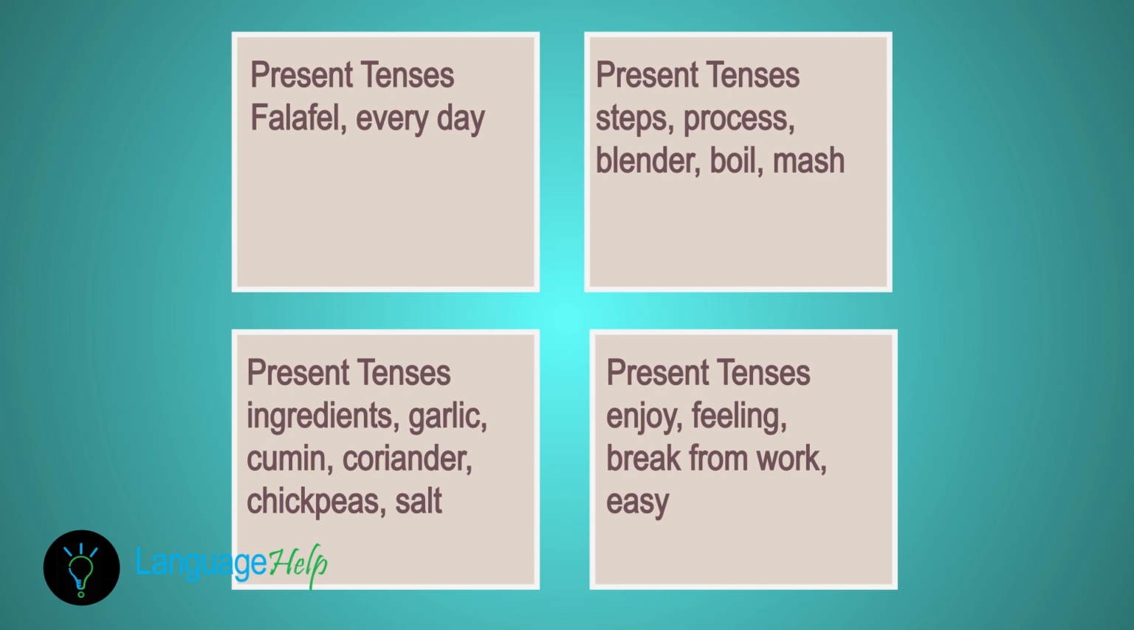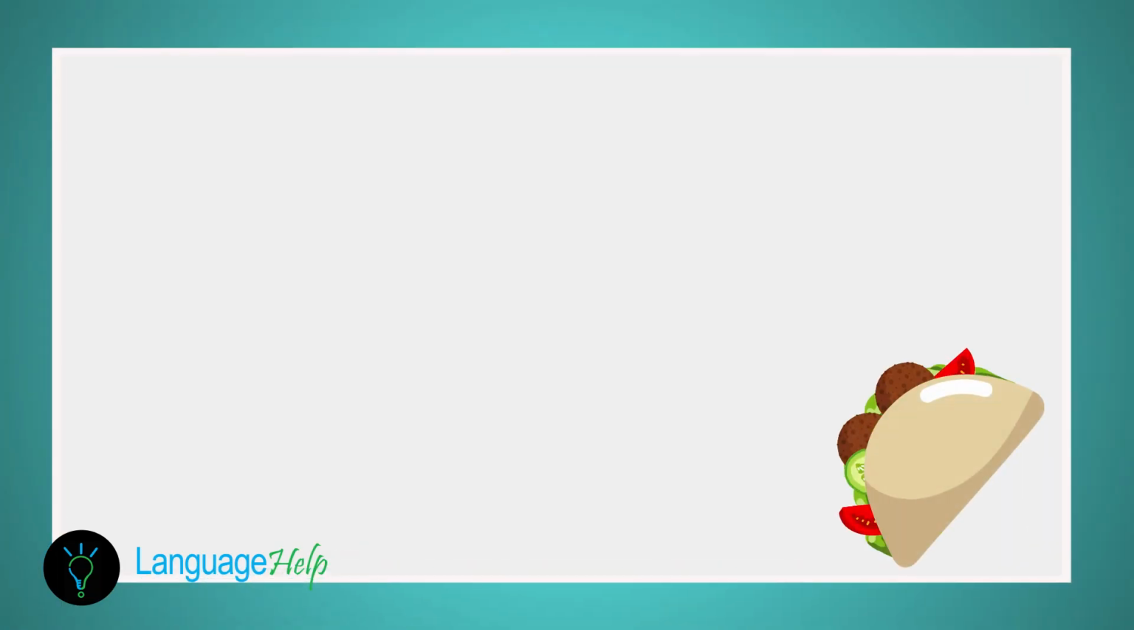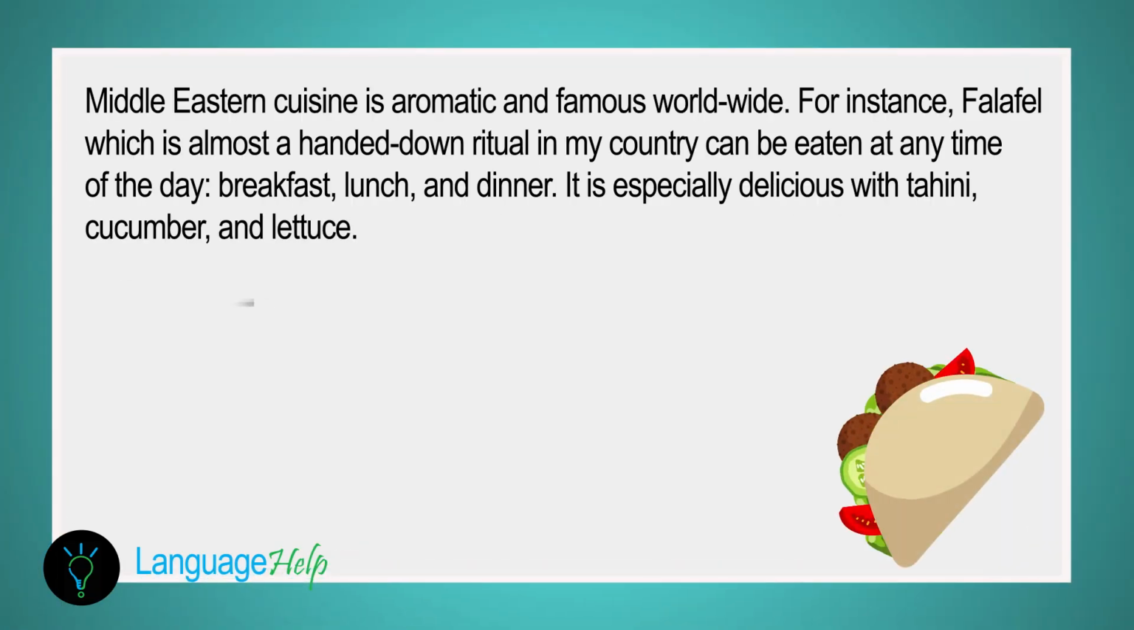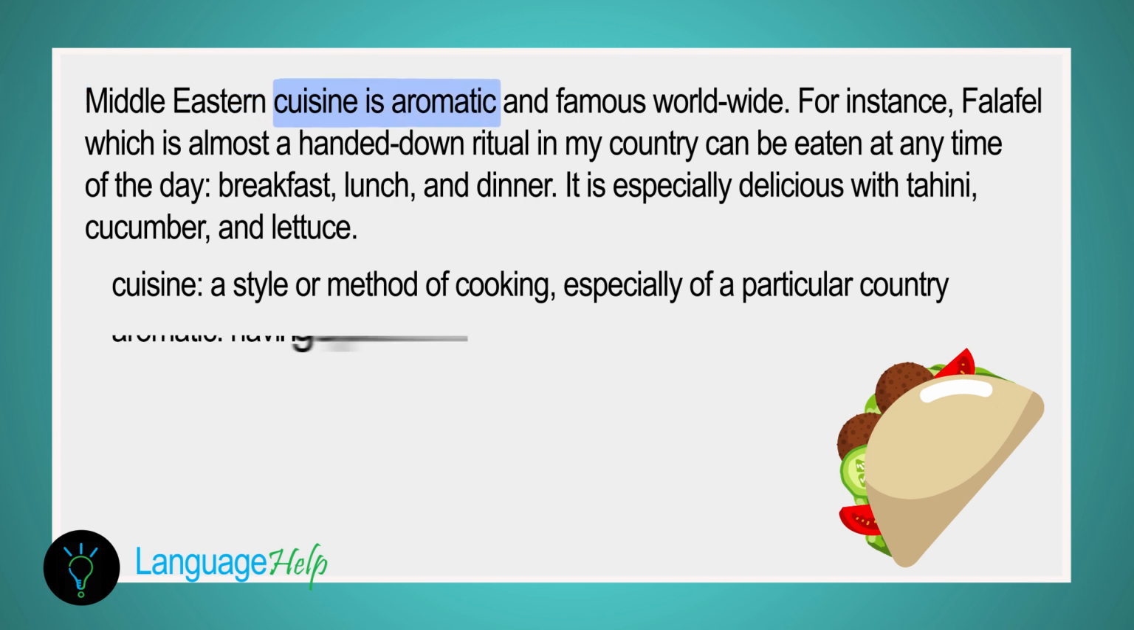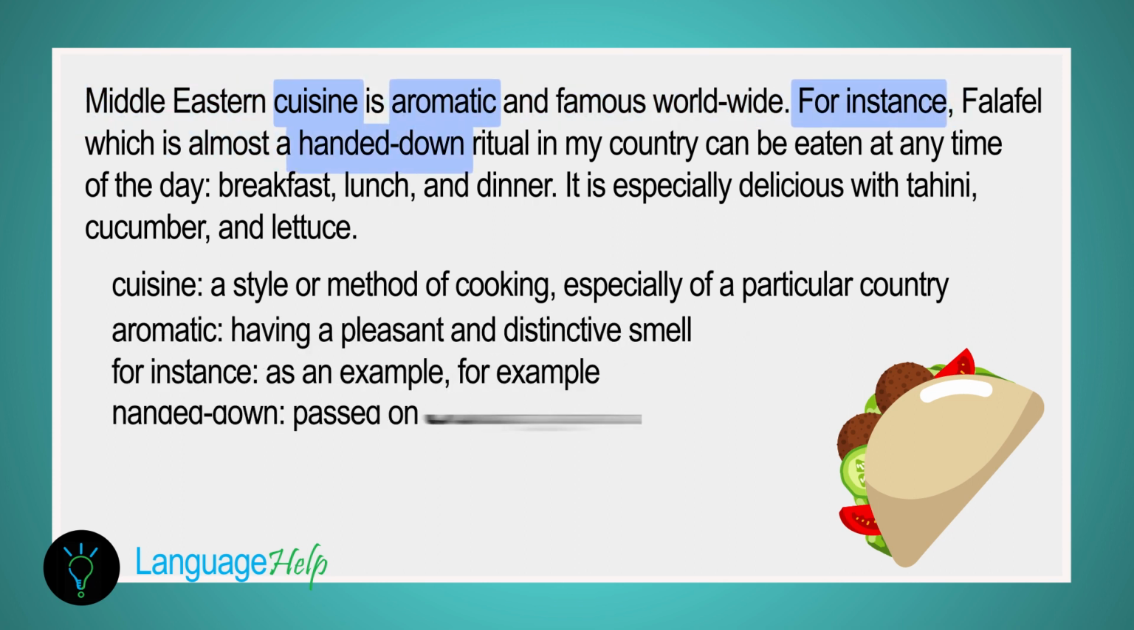Now here's our example answer. The cue is when you eat that meal. Our answer is: Middle Eastern cuisine is aromatic and famous worldwide. For instance, falafel, which is almost a handed-down ritual food in my country, can be eaten at any time of the day, breakfast, lunch, and dinner. It is especially delicious with tahini, cucumber, and lettuce.